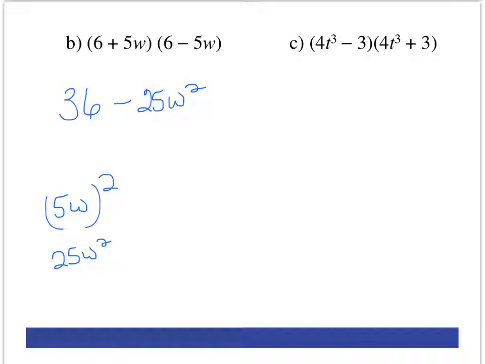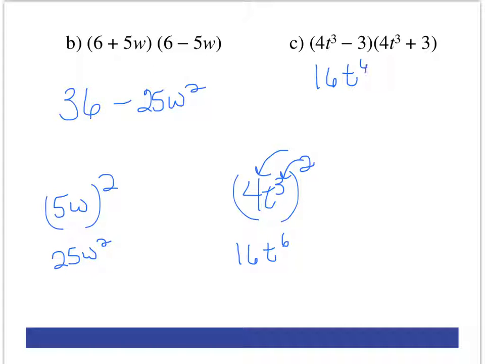Okay. Now 4t cubed, which is squared, you have to square this and you have to multiply those exponents, remember? So that gives us 16t to the 6th. So I want to make sure you saw where that came from. So you get 16t to the 6th minus, what is 3 squared? Very good, 9.